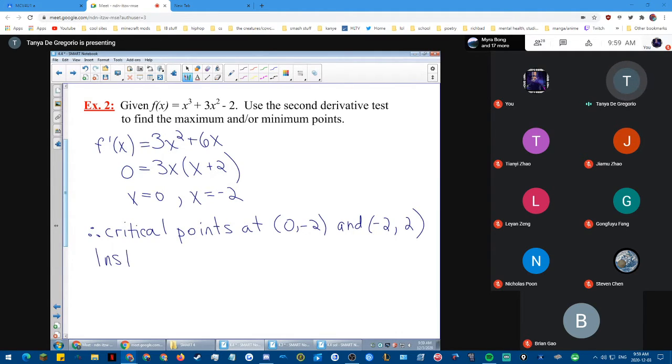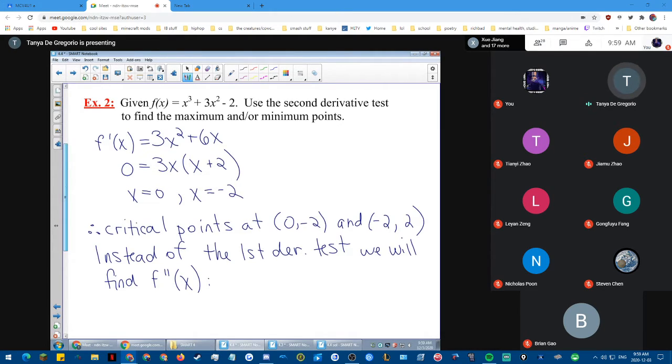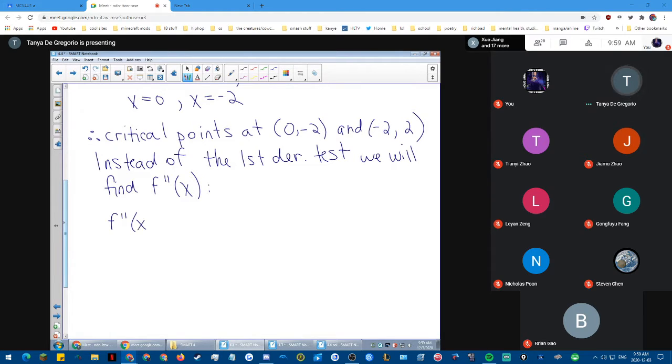So instead of the first derivative test, we will find the second derivative. And it's nice and easy, right? Look at this function, 3x squared plus 6x, that's the derivative, it's easy to take the derivative of that. So what's the second derivative? And now all you have to do is take those x values, sub them in, and check if it's positive or negative.